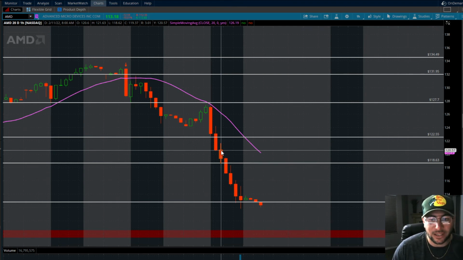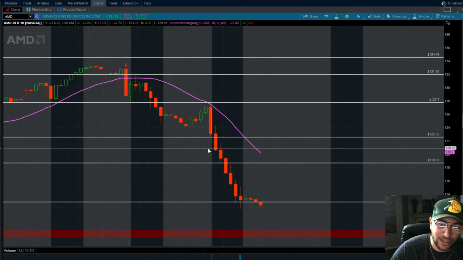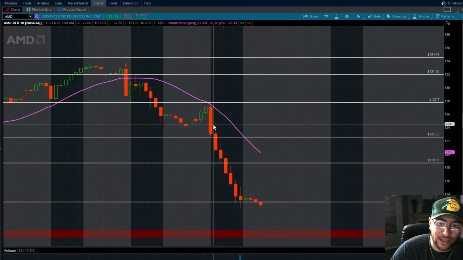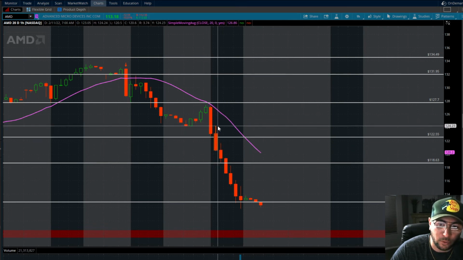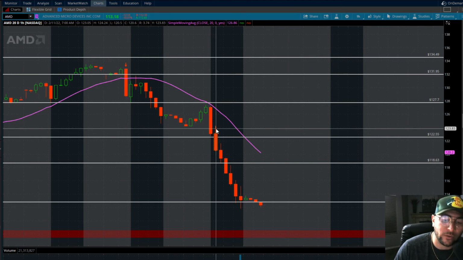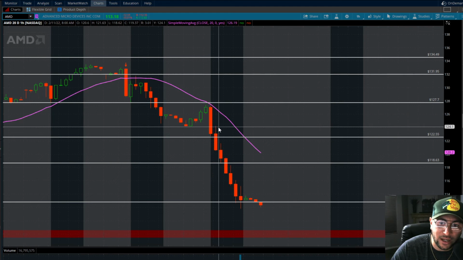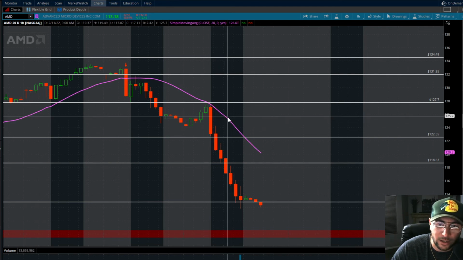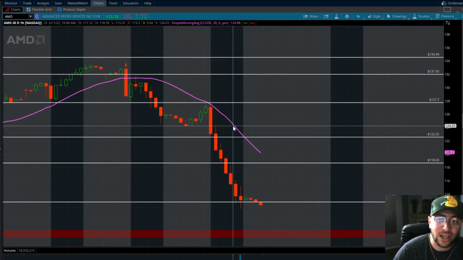So what I was telling myself, let's say we do bounce, but we do not take out this top wick on this previous hour candle, I'm going to remain in the trade. I'm going to trust the technical analysis. We're not going to take out the previous candle. We're not going to close above the 20-period moving average. Let me go ahead and continue to ride this trade.